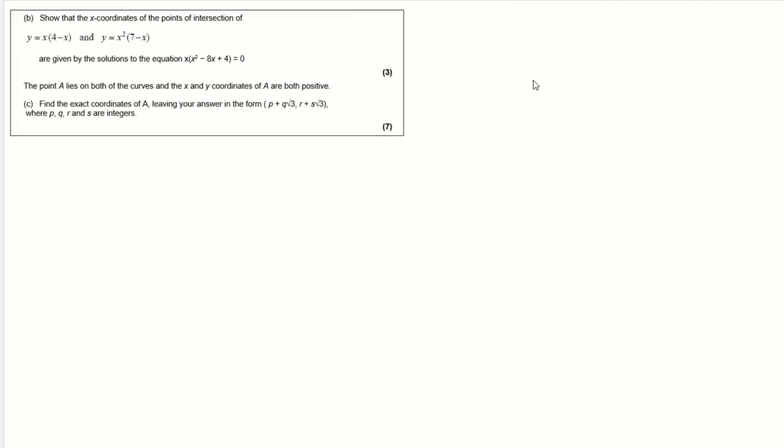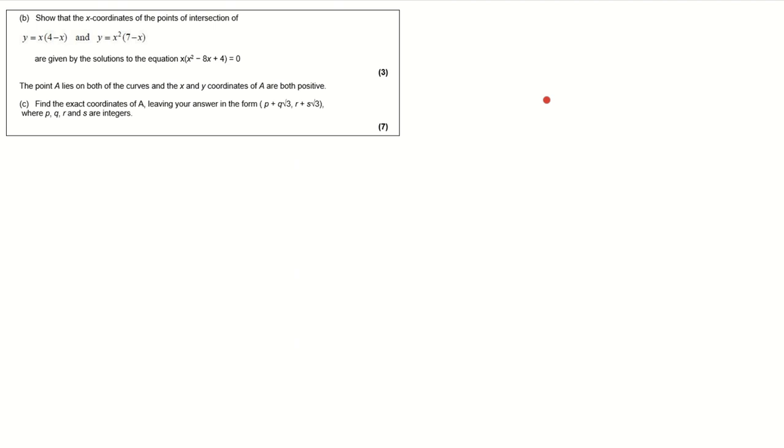Okay, for the next question, which is part B: show that the x coordinates of the points of intersection of y equals x(4 minus x) and y equals x squared(7 minus x) are given by the solutions of x squared minus 8x plus 4 equals 0. Show the x coordinates of the points of intersection.